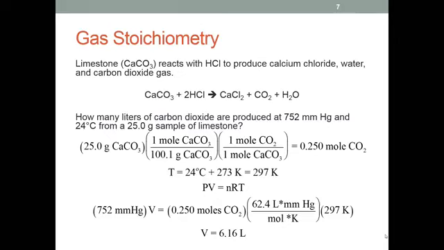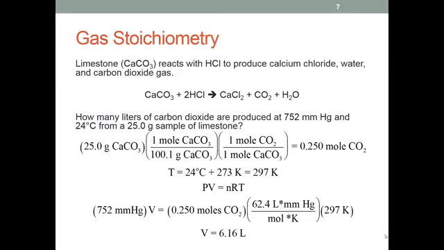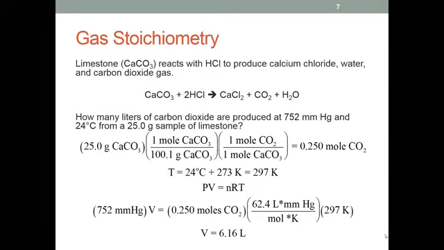You should still get 6.16 liters if you first convert the 752 millimeters of mercury to atmospheres. You can do that by dividing by 760 and use 0.0821 as your value for R instead of the 62.4. I hope these applications of the ideal gas law help you to have a better understanding of gas laws and gas behavior.